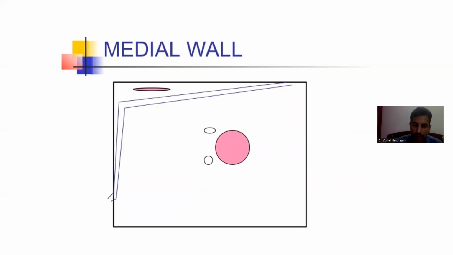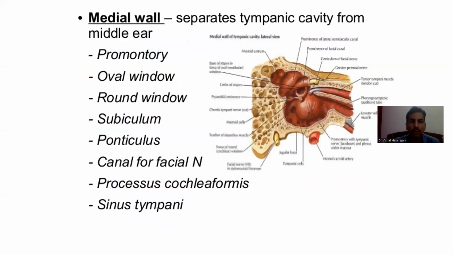Now the medial wall. The medial wall separates the tympanic cavity from the inner ear. It has got the promontory, oval window, round window, subiculum, ponticulus, canal for the facial nerve, processus cochleariformis, and the sinus tympani.